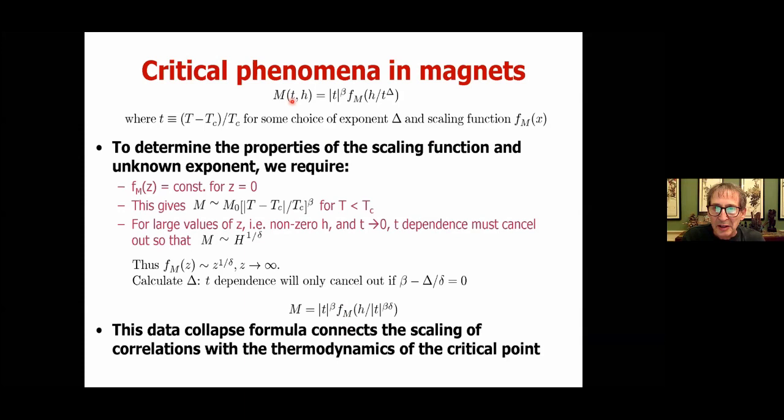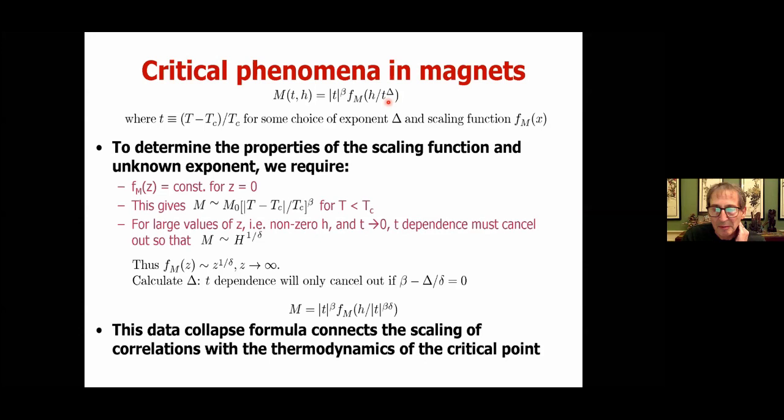So here's the question. This is the scaling form for the magnetization. It should be a function of two variables, the reduced temperature and the external magnetic field. But according to Widom scaling, near the critical point, it actually is a function of just one variable, this composite variable, times a factor of t to the beta. So let's see how this comes about. Let's ask about the properties of this scaling function. Let's call the argument of this scaling function z, whatever you want.